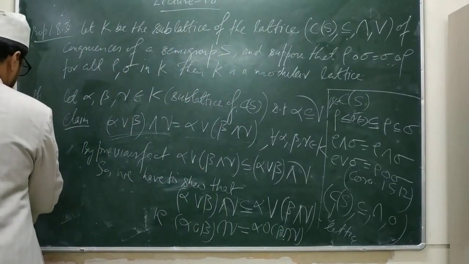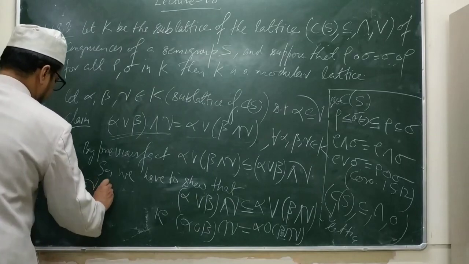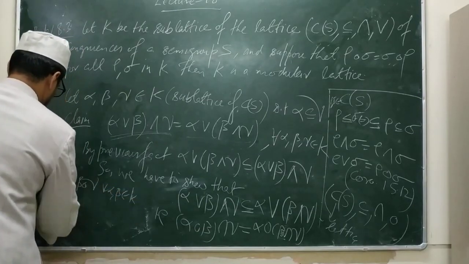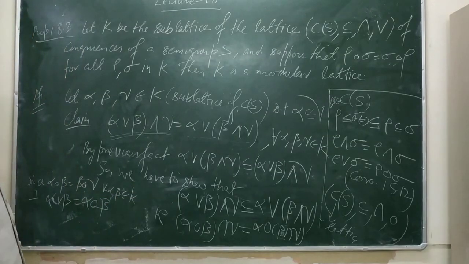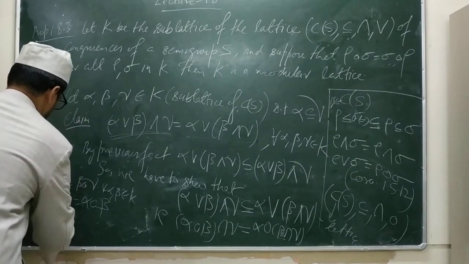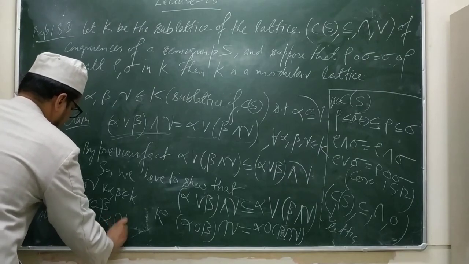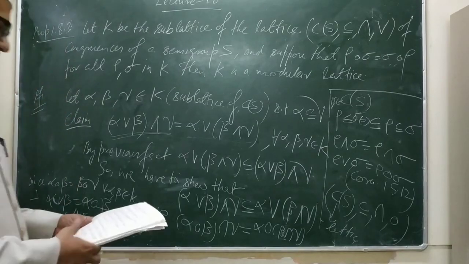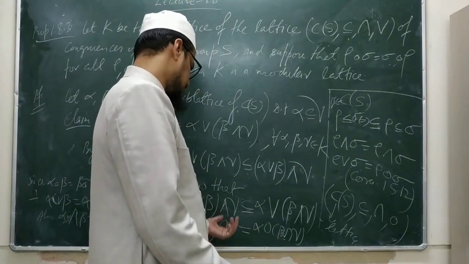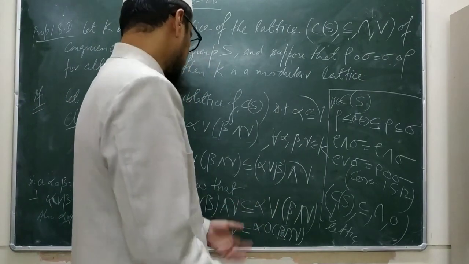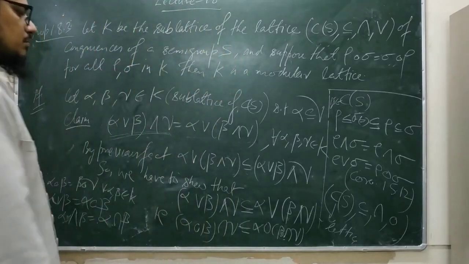Since alpha composition beta is equal to beta composition alpha for every alpha, beta belonging to K, therefore alpha join beta is alpha composition beta. This we have, correct? Also, alpha meet beta is alpha intersection beta. This we have. So basically we have to prove that (alpha join beta) intersection gamma is a subset of alpha composition (beta intersection gamma).